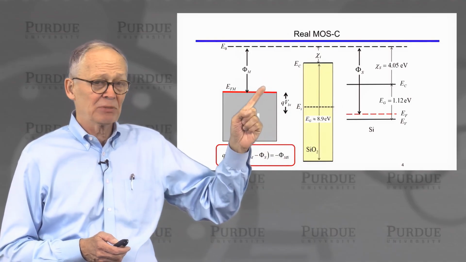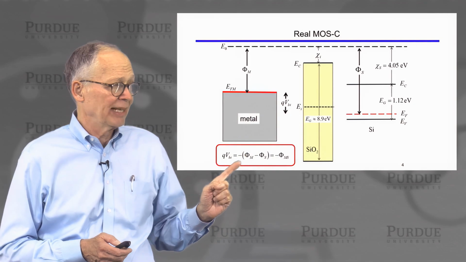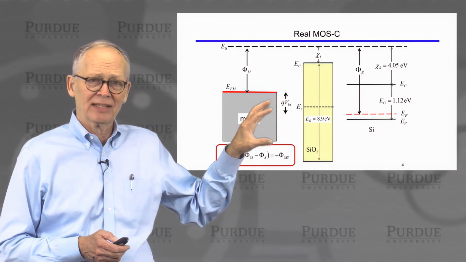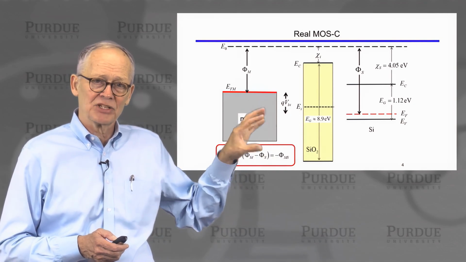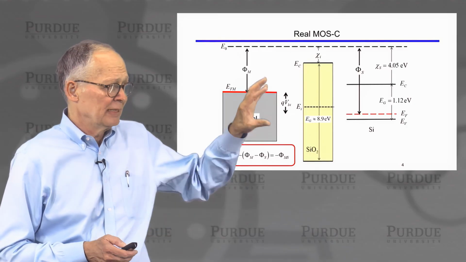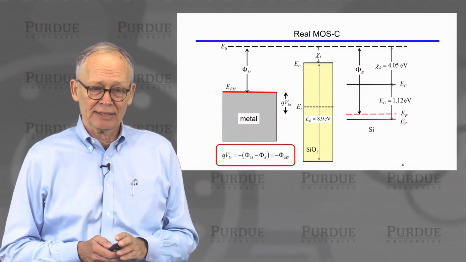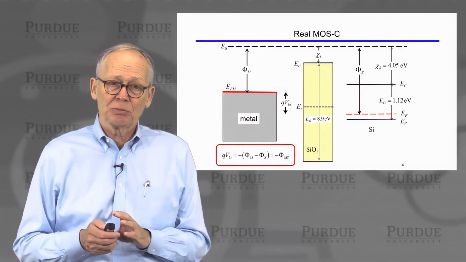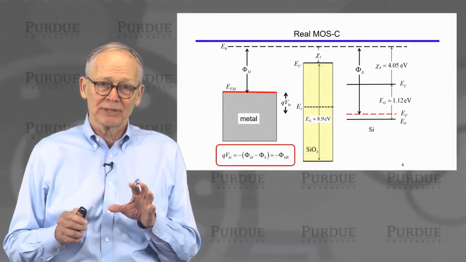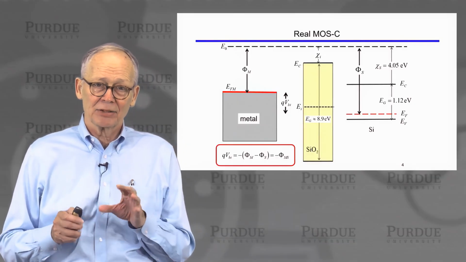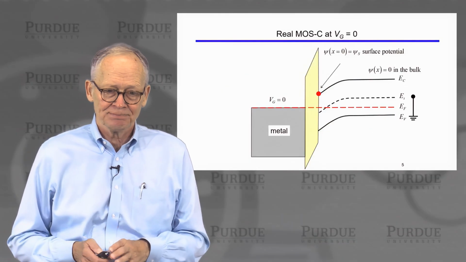You can see in this example that's going to be a negative quantity, so I have a negative sign out here because we can tell that we need to have a positive voltage on this metal electrode in order to pull everything down and align the Fermi levels. So there will be this built-in potential, and this built-in potential depends on the metal semiconductor work function difference.